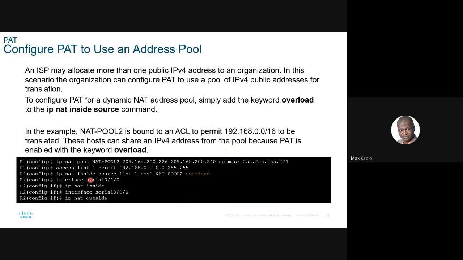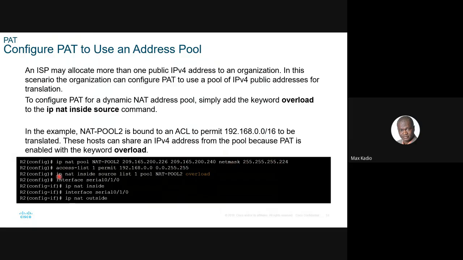So again, you do the same thing. Interface serial, you tell the router which interface is facing your inside network, which one is facing the outside. Then access list one, you allow anyone in your network to go out. Then you specify your pool. IP NAT pool, you give a name, you specify your pool and the subnet mask. But here we say netmask.